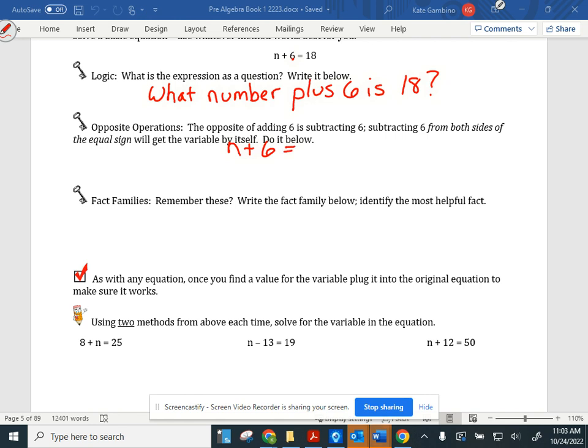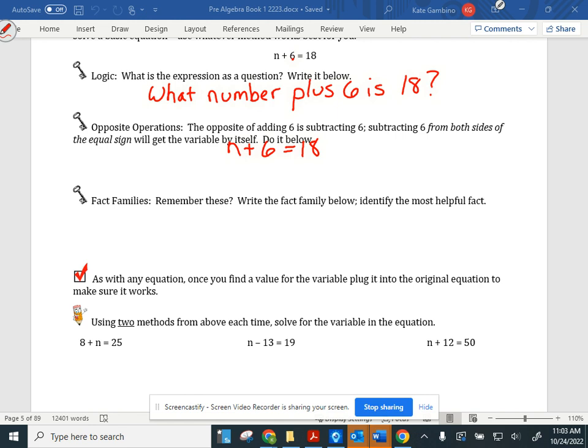When we get to bigger equations, we need to know how to do this method. Okay, so I'm showing it to you because we will be using this method in the future.